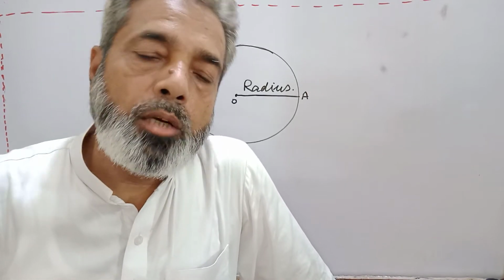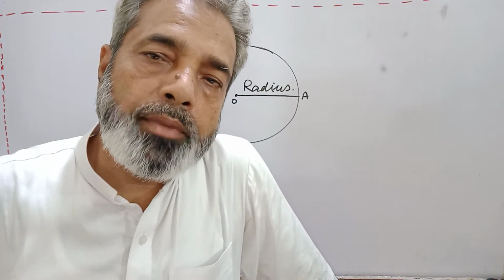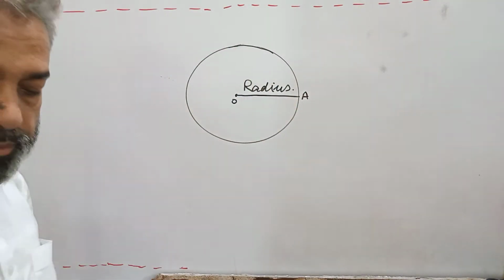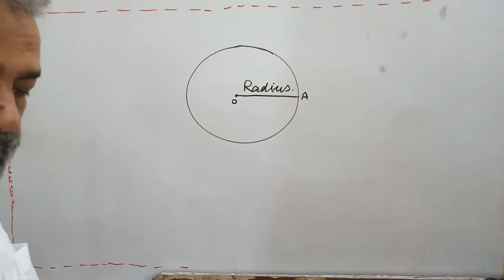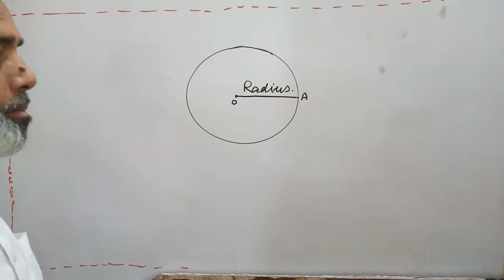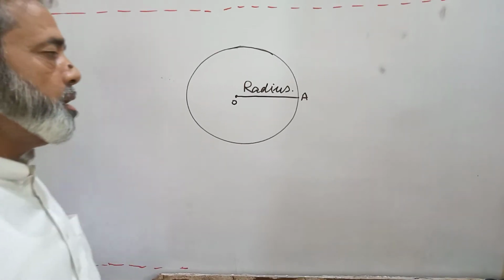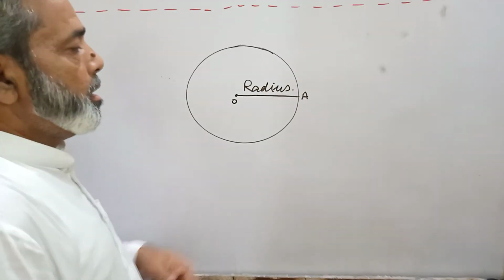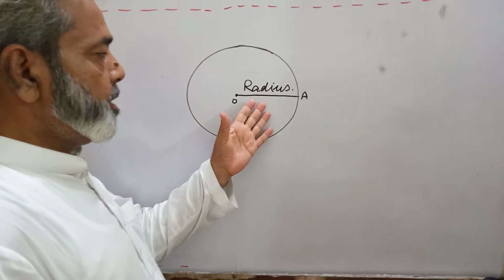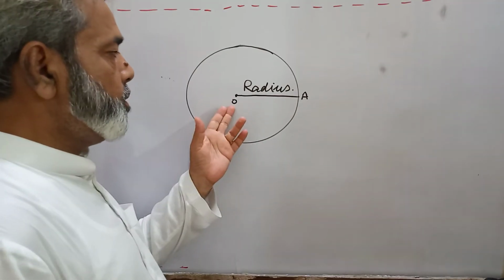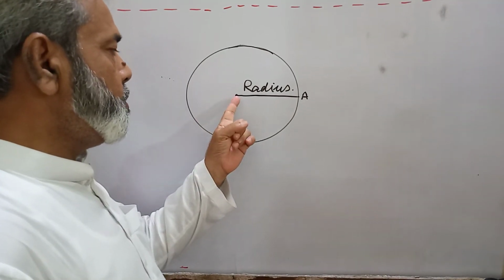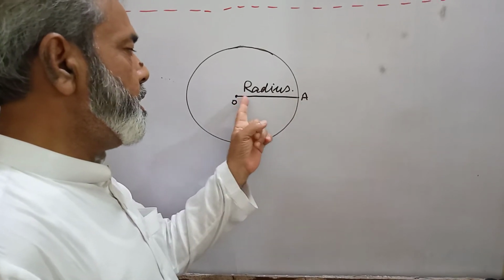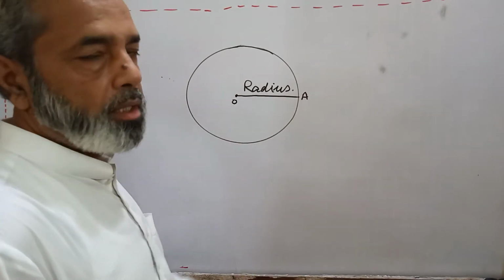So okay, come on to the point now. You can see a circle drawn on the board. Before starting the properties of the circle, I would like to tell you some things about the circle. This is a circle with center O, and the line joining O to the point on the circumference is the radius of the circle.